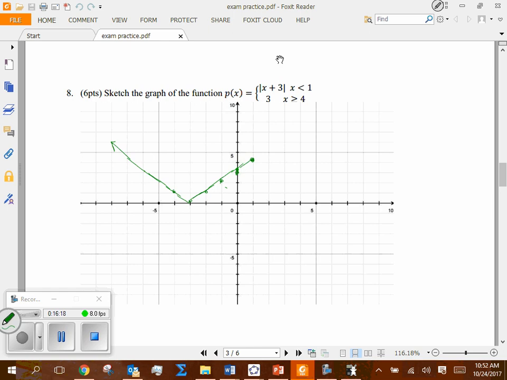The next rule says when x is greater than or equal to 4, so right here where my cursor is, your y value is going to be 3. So I'm going to find a y value of 3.